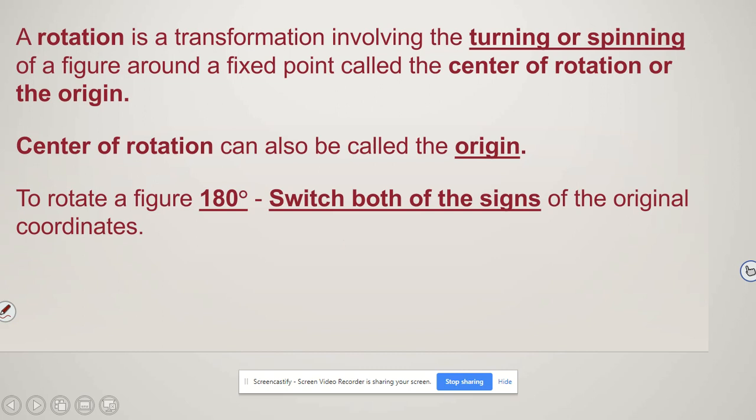A rotation is a transformation involving the turning or spinning of a figure around a fixed point called the center of rotation or the origin. The center of rotation can also be called the origin. To rotate a figure 180 degrees, switch both of the signs of the original coordinate.